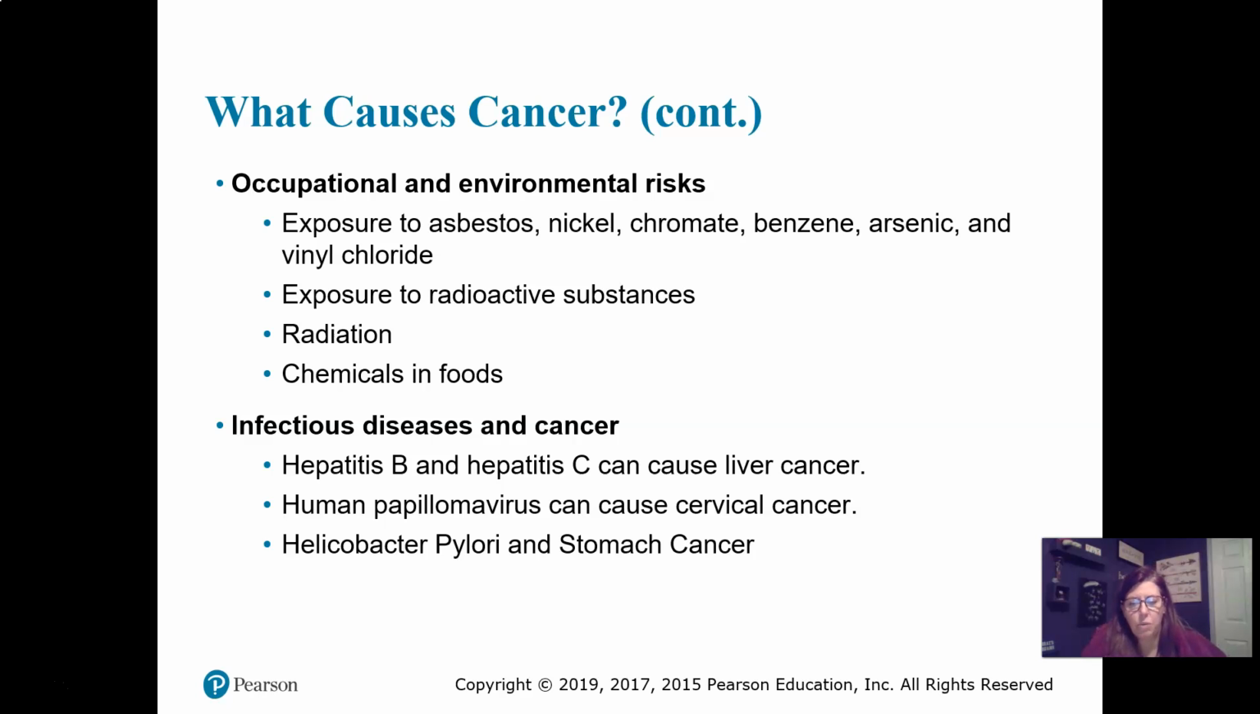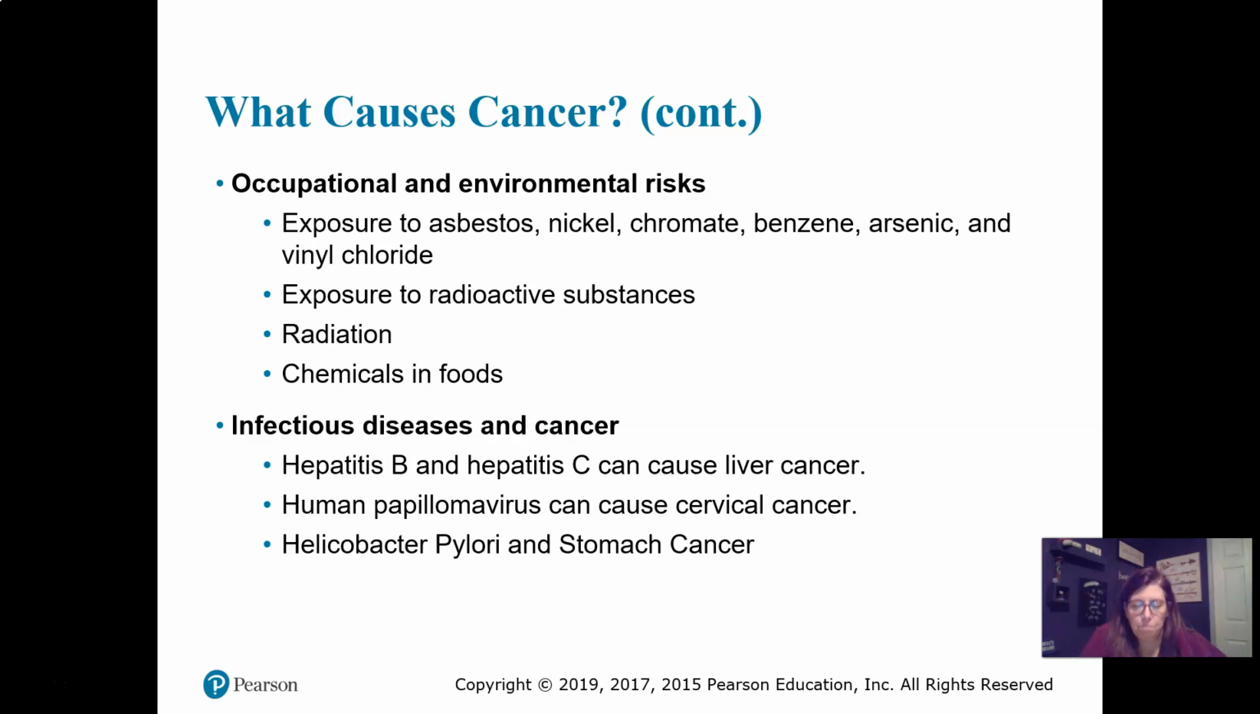There's also a link with infectious disease and cancer, and according to experts, over 10% of malignancies in the United States are caused by viruses, bacteria, and parasites. Viruses are believed to inject their genes into host cells and cause them to grow uncontrollably.